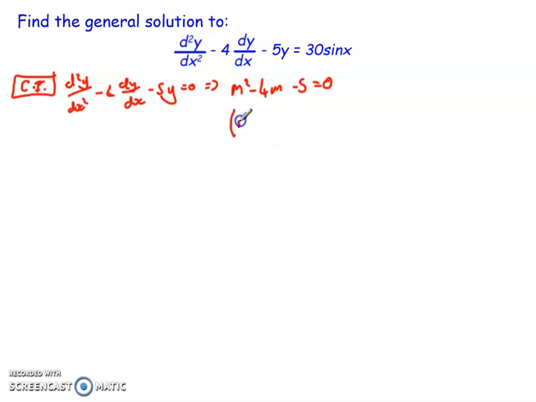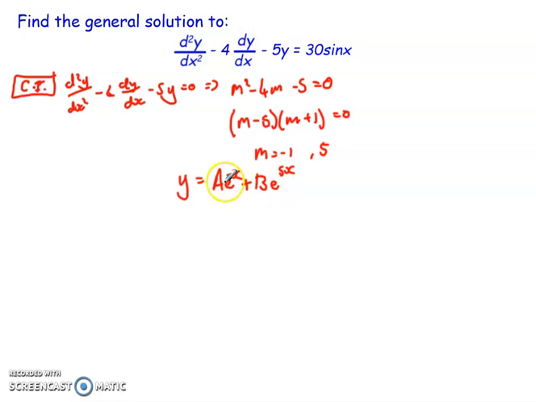So solving this gives me m minus 5, m plus 1 equals 0. So from that I know that m is equal to negative 1 and 5. So I can tell you that my complementary function is y equals a e to the minus x plus b e to the 5x.